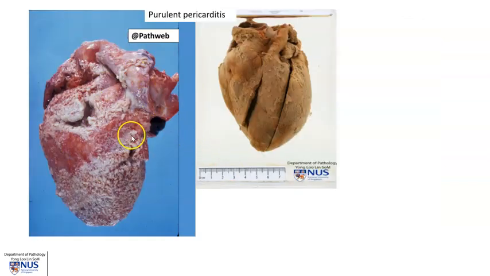Here is the gross appearance in the specimen that is more fresh, and we can see this yellowish or greenish purulent exudates coating the visceral pericardium, or in other words, within the pericardial sac.